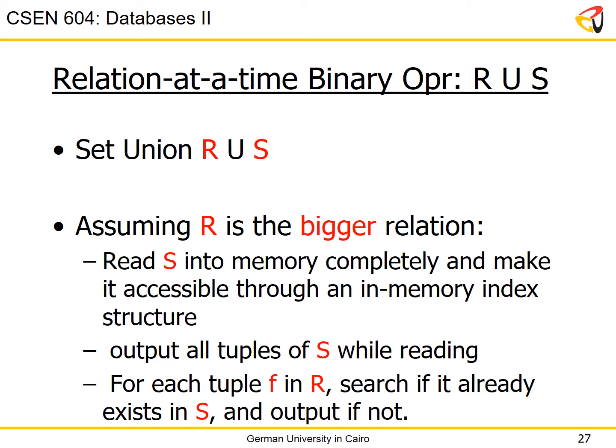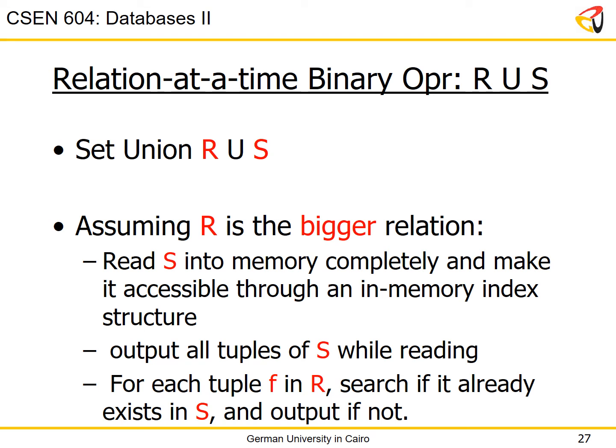Why? Because in the union situation, I don't want to repeat the values. In the set union, if, say, the number 10 appears in set R and the number 10 appears in set S, I want one 10. I don't want to have 10 duplicated, because this is a set union. So this is also an example, if you noticed, of building an index on the fly inside the operator, okay?